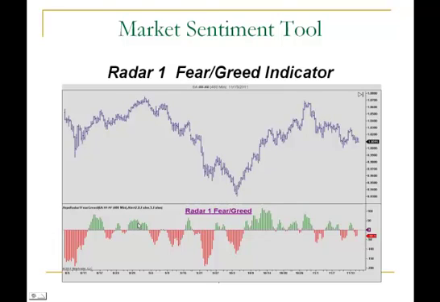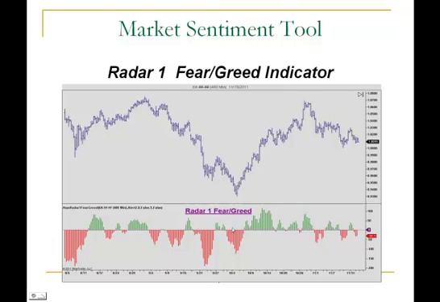Watching the Radar 1 Fear Greed is somewhat akin to watching the knot or the ribbon in the middle of a tug of war. You can say the bulls are on one side of the rope and the bears are on the other side, and they're constantly tugging against each other. As you watch which side of the center line that center knot on the rope is, that shows you how much stronger the bulls are than the bears, or how much stronger the bears are than the bulls.